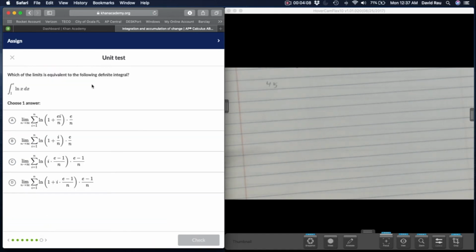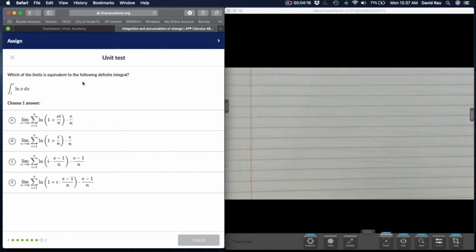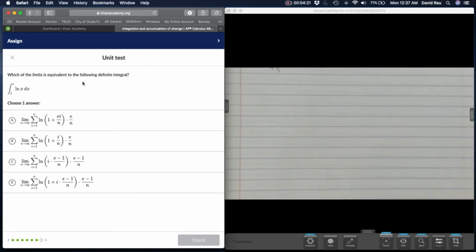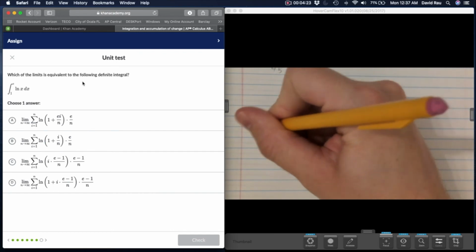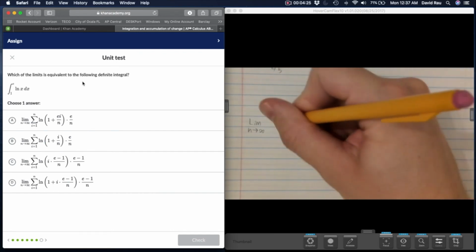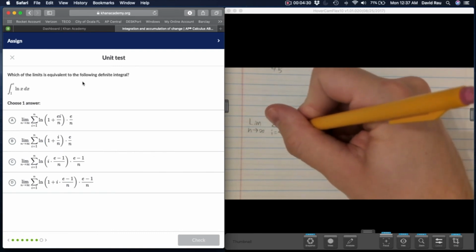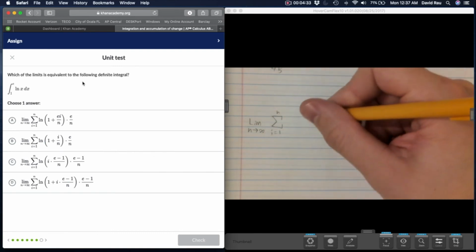All right. Which of the limits is equivalent to the definite integral? The key to this question is that the definition of a definite integral looks like this. For some reason, by convention, we use the right Riemann sum. Actually, I know why. It actually makes it easier to see what's going on in the function.